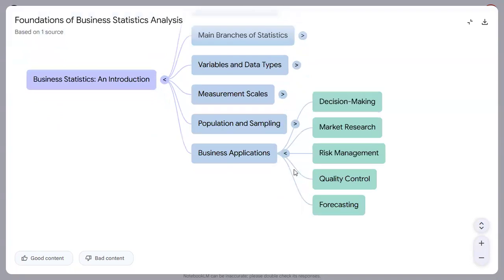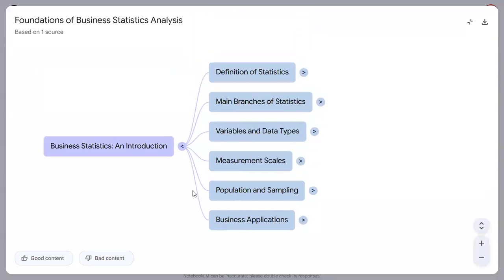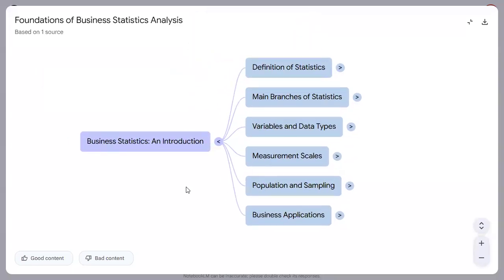And at last, the business application of statistics. We can use it for decision making, for market research, risk management, especially for finance students, quality control, production management, and forecasting in economics. So these are the things we have to discuss in this chapter. All things may be covered entirely today, or part of it may be covered today.